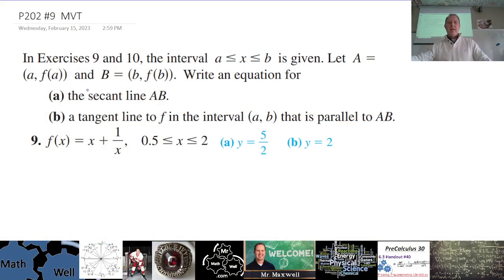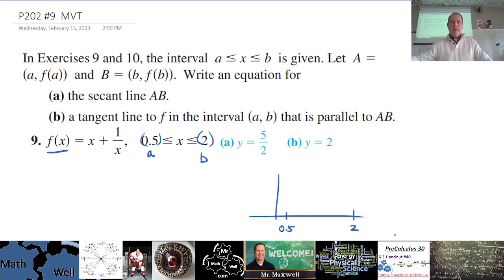We've got A and B, so we've got a graph here. We don't know what the graph is, but for 9, we know that here's f of x. So A is 0.5 and B is 2, right? So 0.5 over here, 2 over here.